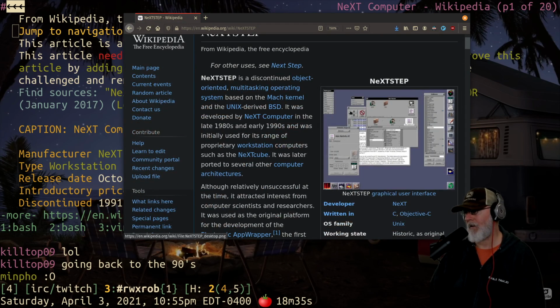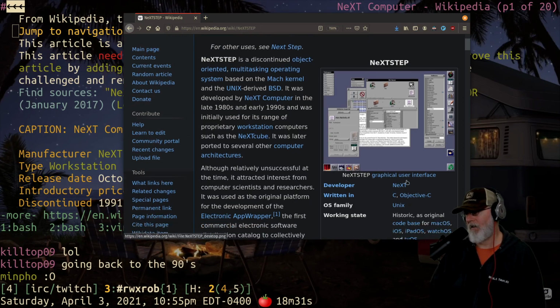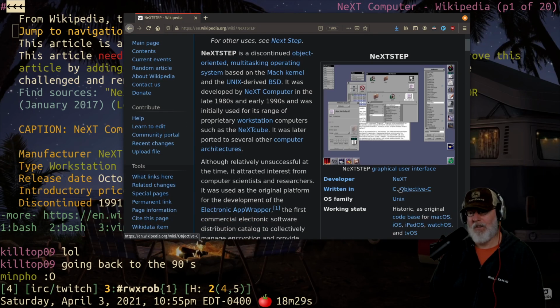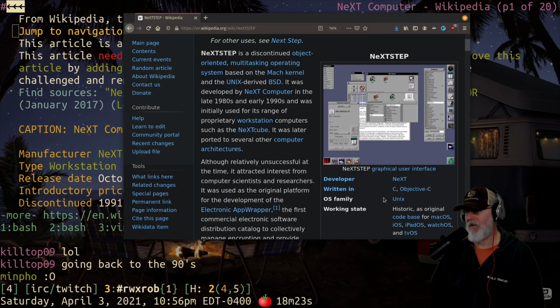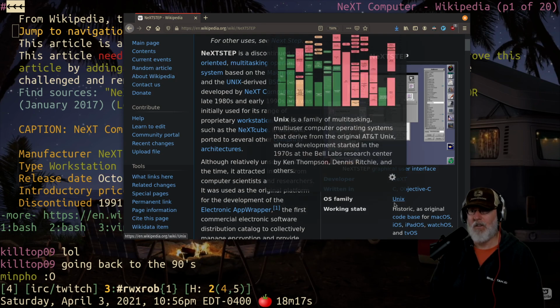So here's NeXTSTEP. Seriously, they just ripped BSD off straight up. This is where Objective-C came from. So you remember how Mac is still all Objective-C under the hood, right? Yeah, under the hood there's a lot of Objective-C. Some people would say the largest source code footprints are Objective-C from Apple.